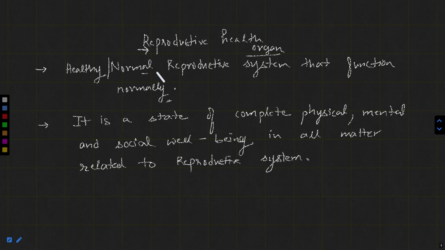Then we also studied the various contraceptive methods. These contraceptive methods help in preventing pregnancy. Clear? And these contraceptives should be user friendly, easily available, easily accessible, and effective. And what were the various contraceptive methods? There were some natural methods and some artificial methods.